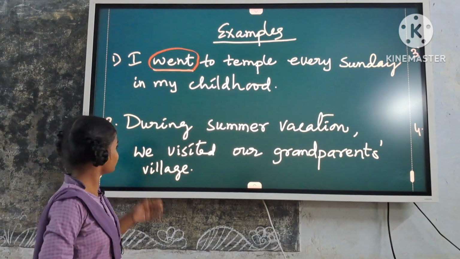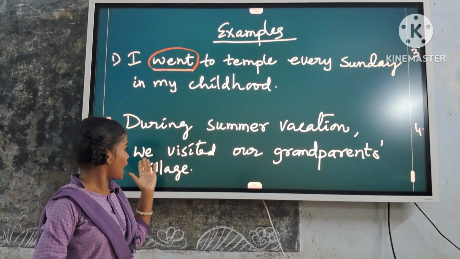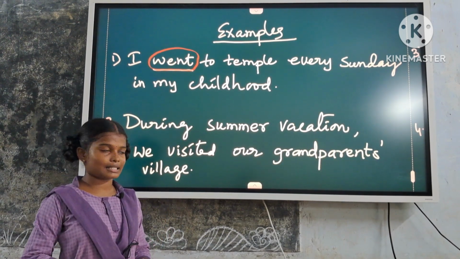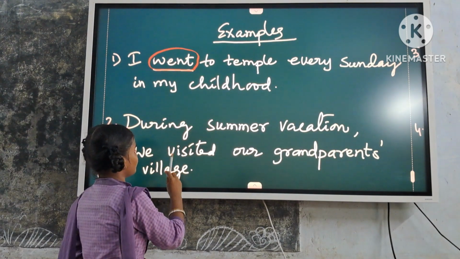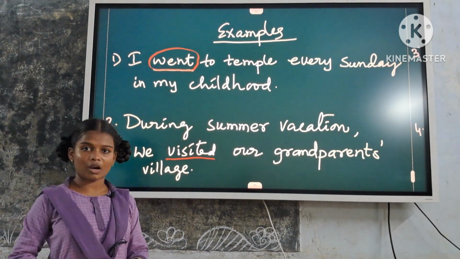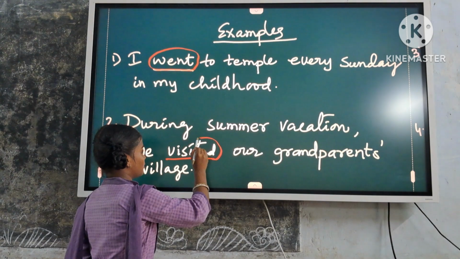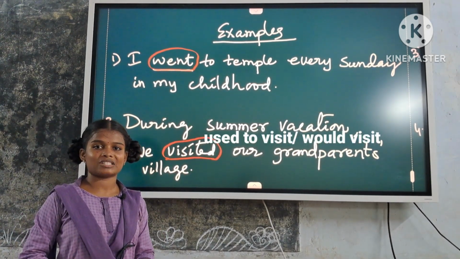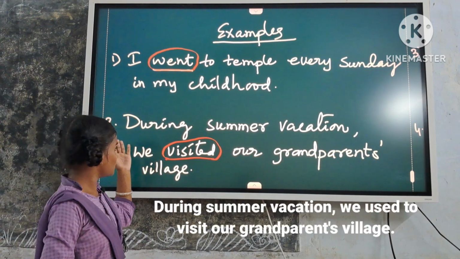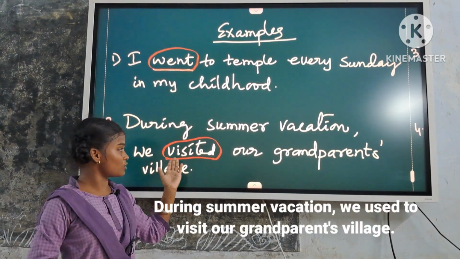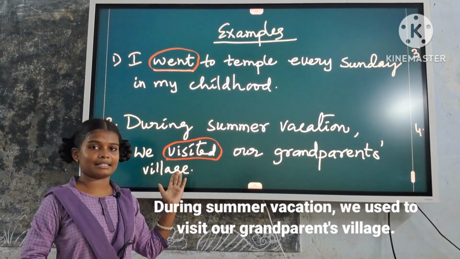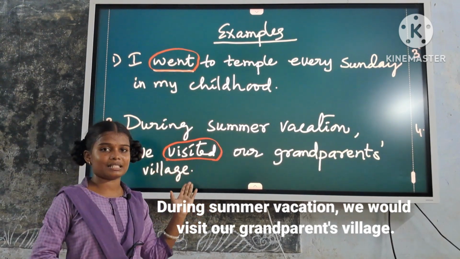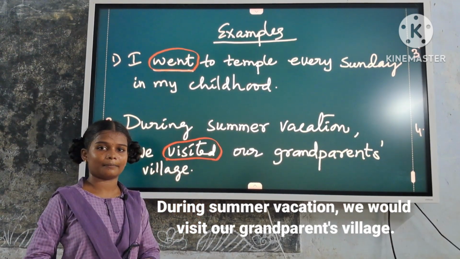Second example. During summer vacation, we visited our grandparents' village. Here, the verb in the main clause is visited. Round it off. Replace it with used to plus visit, would plus visit. So the answer is, during summer vacation, we used to visit our grandparents' village, or during summer vacation, we would visit our grandparents' village.